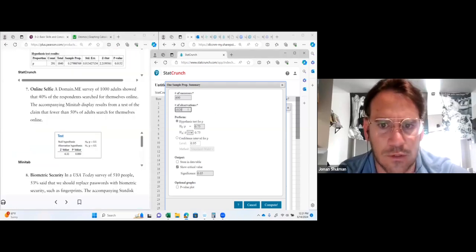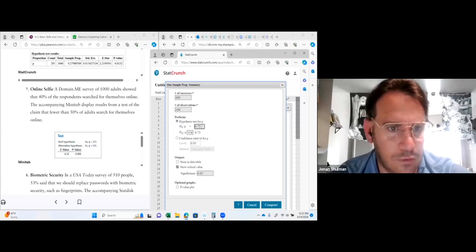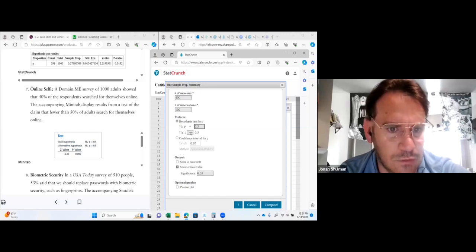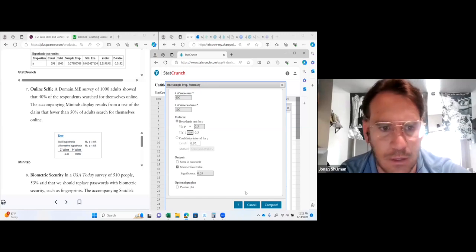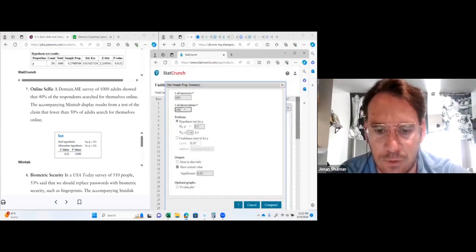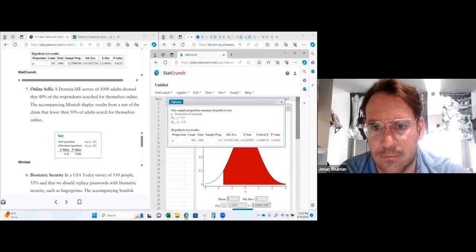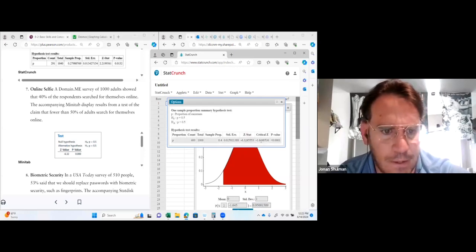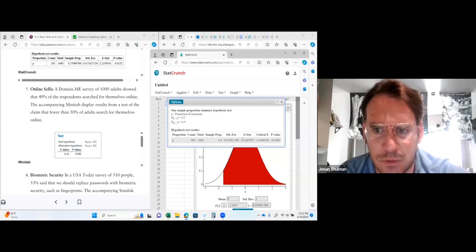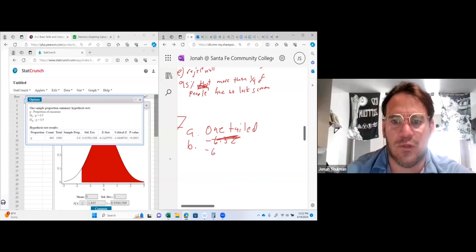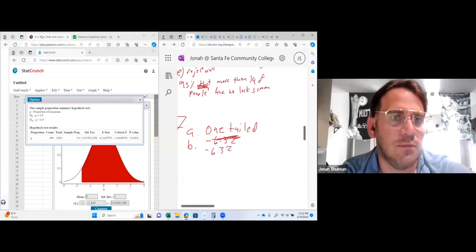Okay, and our total is 1,000. And it's a 50-50, so that's a 0.5. And we want to be less than 0.5. And significance of 0.05, compute. Oh, I forgot the 0 for the 1,000. And here's the answers. So the test statistic is negative 6.32. I just like to double check. So I was right. But notice that I just put it into StatCrunch and I got the same answer.